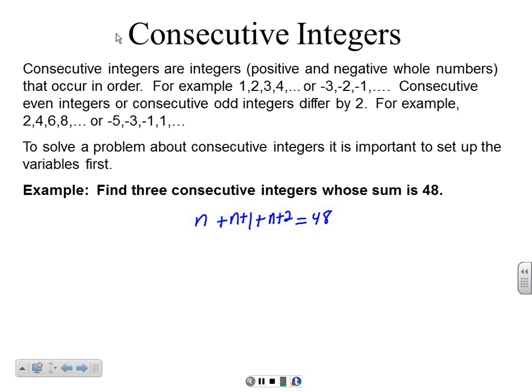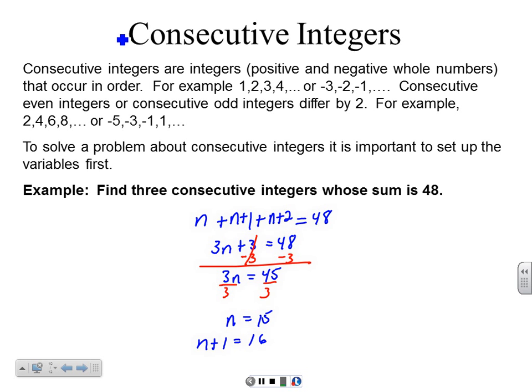Now we've got to find the three numbers, the three n's. So we're going to combine our like terms, so we'll have 3n plus 3 is equal to 48. Now we need to get this 3 over here to the right, so we're going to minus 3. So we'll have 3n is equal to 45. And then we'll divide both sides by 3. And so we'll get n is equal to 15. So our next number is going to be 16. And then our next number is going to be 17. So there's our three consecutive integers.